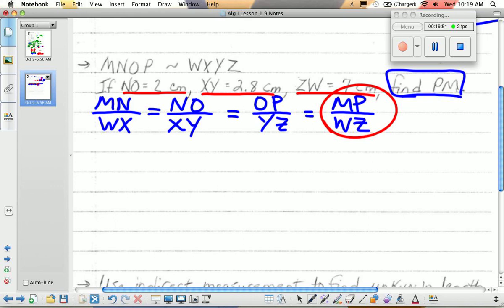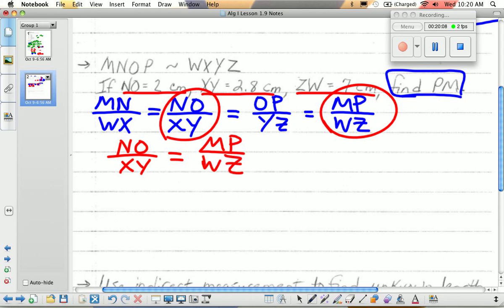ZW. Okay. NO and XY, we're going to cross our fingers and hope they're in the same one together. Are they? Yeah, they are. Okay, so those are the 2 we're going to use. We're going to say we can use the NO over XY equal to MP over WZ. Remember, is PW the same as WP in this process? Yeah. Okay, so now we can substitute into our proportion. We have 2 over 2.8 equal to the MP that we're looking for. We're going to call it X for now. Over the WZ, which is the same as ZW, so 7.